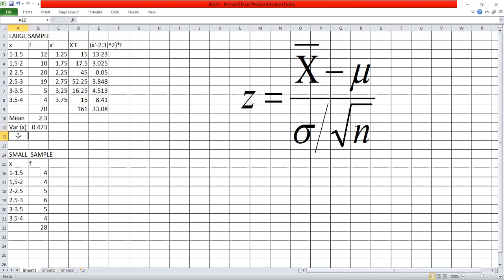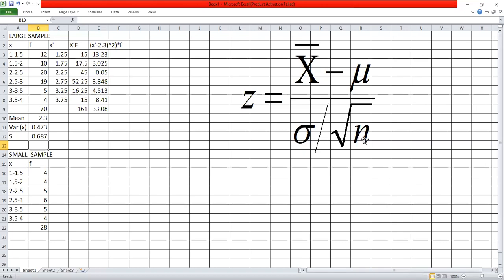Then I get the sigma. You write sigma; I'm just going to write S. Sigma is the square root of the variance, which basically is just this, power 0.5. So that's our standard deviation. Now we know x bar, we know mu, we know sigma, we know n.